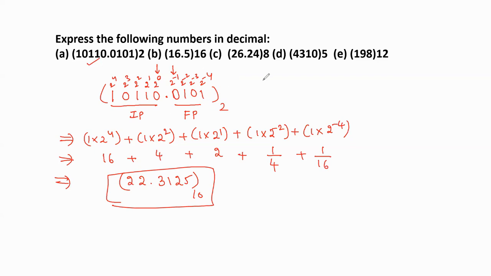In the same way, we can convert the next numbers into the decimal number system just by applying the weights of the corresponding radix value. Suppose you take the second example, this is the hexadecimal number. When we apply the weights, we write 16 power 0, 16 power 1 for the integer part, and for the fractional part, 16 power minus 1. In the same way, for the octal system, 8 power 0, 8 power 1, like that. Similarly, for the base 5 system, 5 power 0, 5 power 1, 5 power 2, 5 power 3, like that. Similarly, for the base 12 system, it is 12 power 0, 12 power 1, and 12 power 2.